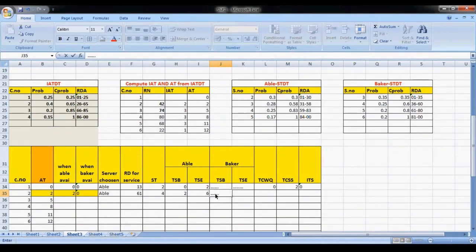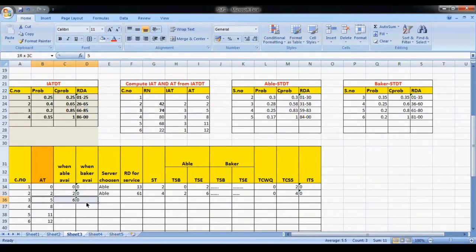I am not working with Baker, so I will write a dash. So time customer waits in a queue: the customer is coming at 2, the server is available at 2, so the customer is not waiting, so I will write 0, and the idle time of the server is also 0. Time customer spent in a system is time service end 6 minus arrival time 2, which is 4 minutes. Next, Able is available at 6. Baker is available at 0, still he has not performed an operation.